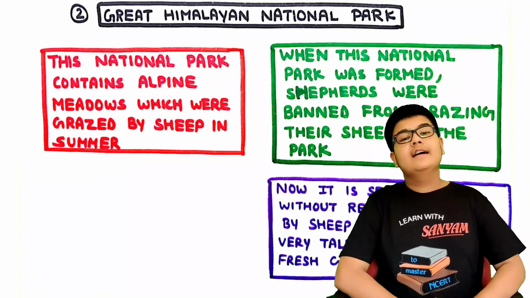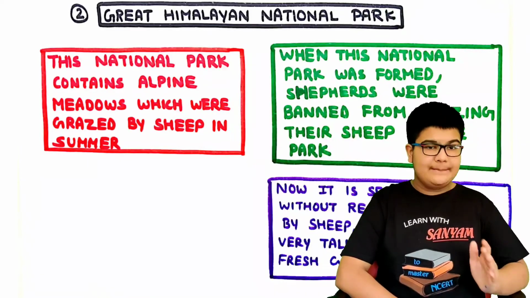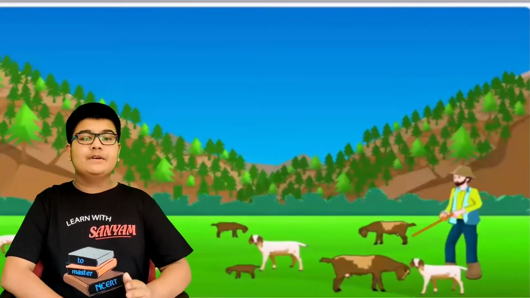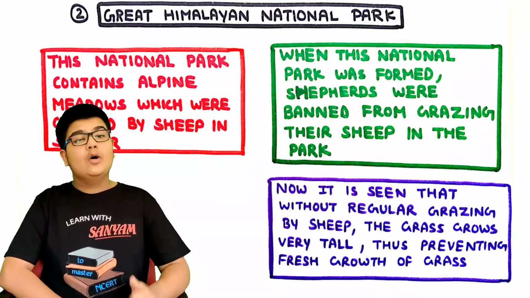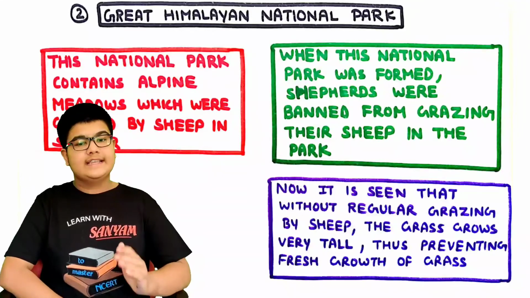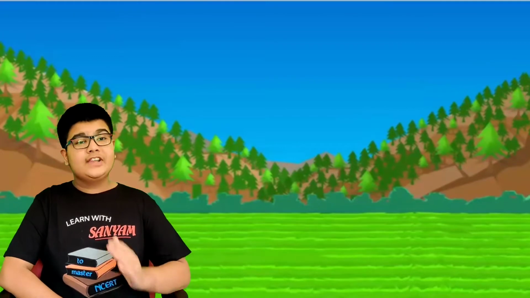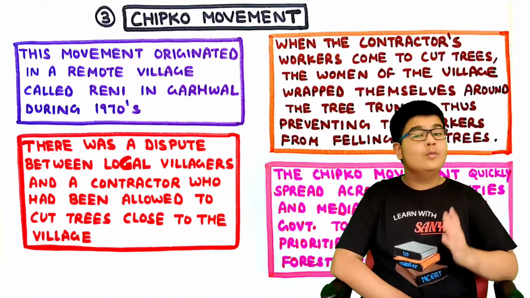Second, the Great Himalayan National Park. This national park contains alpine meadows which were grazed by the sheep in summer. When this national park was formed, the shepherds were banned from grazing their sheep in the park. Now it is seen that without regular grazing by sheep, the grass grows very tall, thus preventing fresh growth of grass.